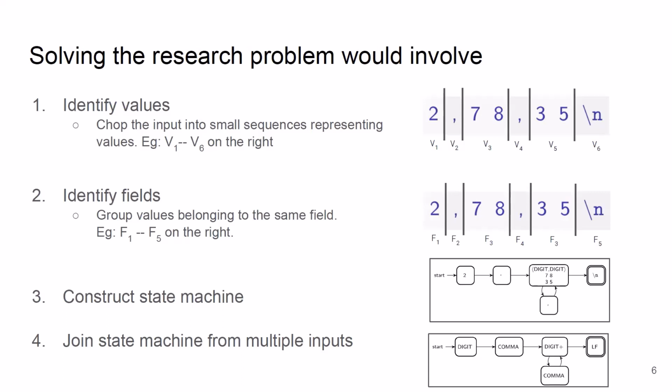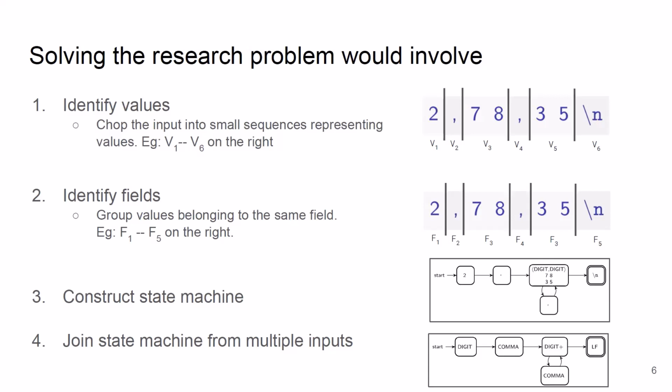For instance, for the comma separated value, there are at least 6 values, and the next challenge would be how do we identify fields from that stream of values or stream of input bytes. We need to group values that belong to the same field. For instance, in the case of the CSV which we have seen, bytes 78 and 35 belong to the values of the same field.